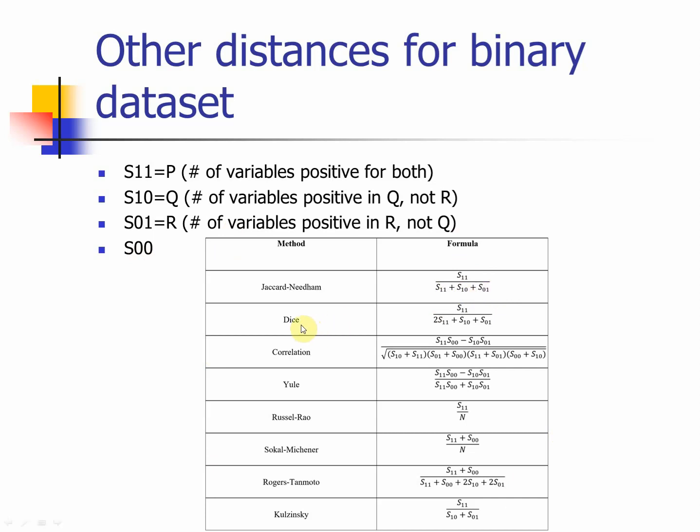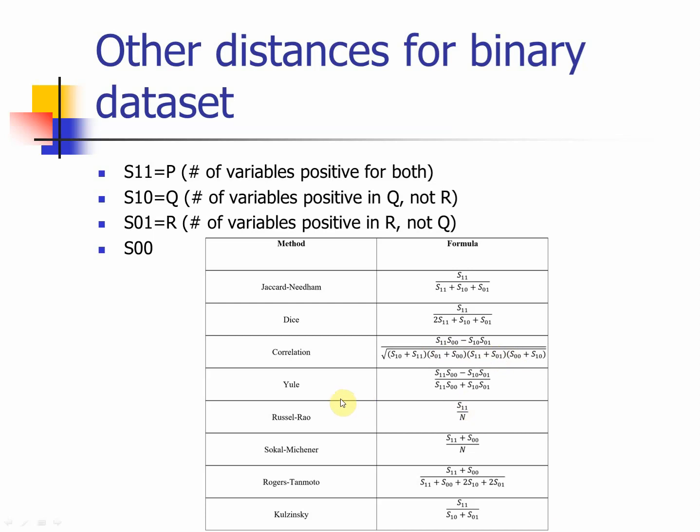There's another one called Dice. Dice is very similar. The only difference is that it adds 2, so it tries to give a little more weight to the S11 items that we are most interested in, and therefore this is another calculation. Correlation probably looks the most complicated, but it actually generates very good results in my research. It takes S00 into consideration. You can see it's much more complicated in terms of calculation, but since it adds the information of S00, it generates pretty good results.